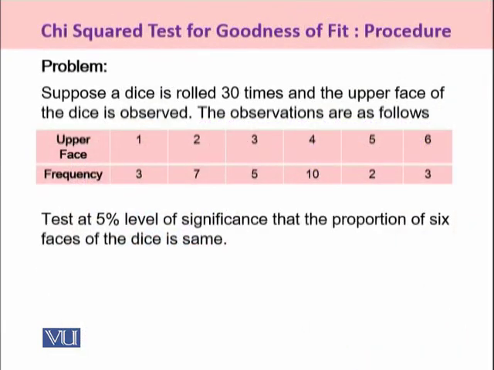So students, for this purpose, I have taken the same problem of dice rolling. Suppose the dice is rolled 30 times and the upper face of the dice is observed. The observations are given as the upper face variable and the frequency variable. We are required to test at 5% level of significance that the proportion of the 6 faces of the dice is the same. Now, in order to follow this problem, we have already learned how to enter the data under certain variables.